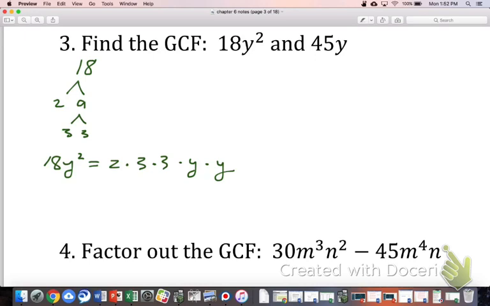It's making sense? Okay. And then 45 is, do you guys do 9 times 5? I think that's the most obvious one. 15 times 3 is another good one. They're all good. Doesn't matter at all. They all work if they equal 45.